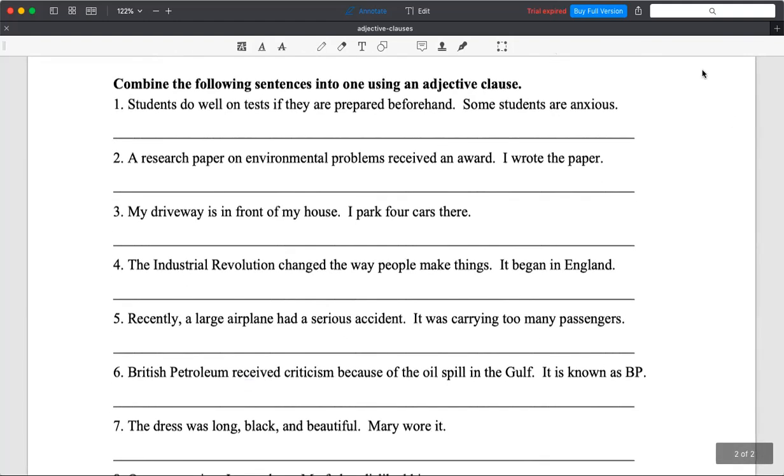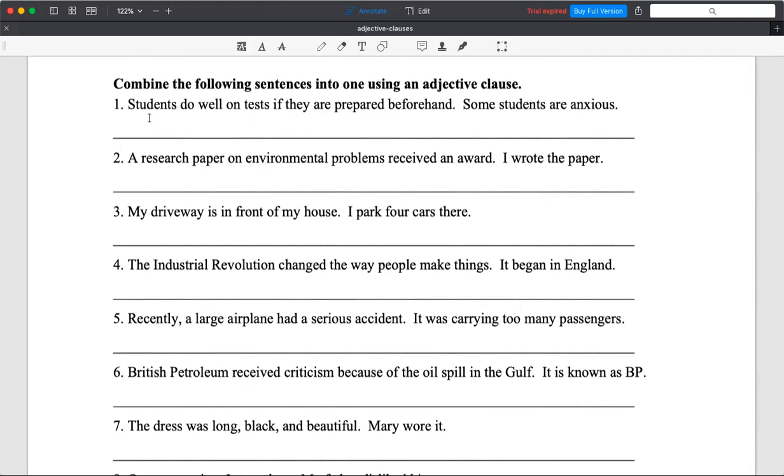Do I have everyone okay with opening the file? Can everybody open the first file, the adjective clause file, with no problem? So put the numbers beside each. Number 1, students. You don't need some, Alex.